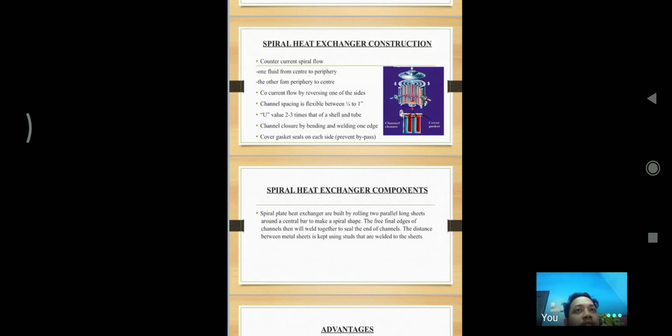Next, the channel closure is made by bending and welding one edge. Cover gasket seals on each side to prevent bypass and leakage. We can see that the thing in the circle is the channel closure, and the silver thing is the cover gasket.